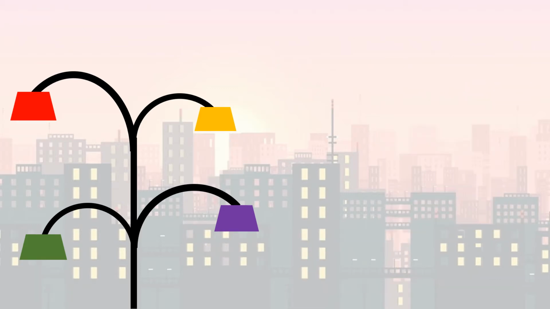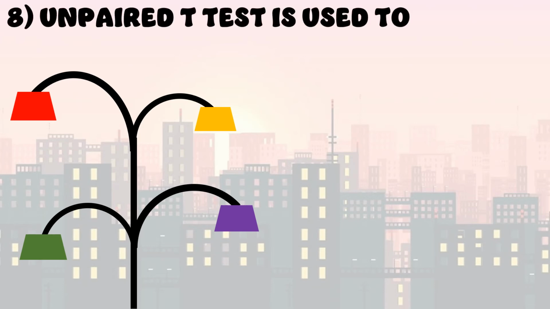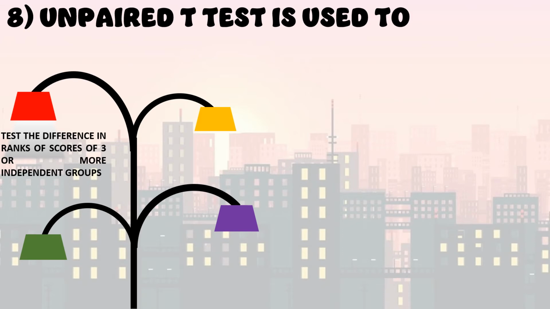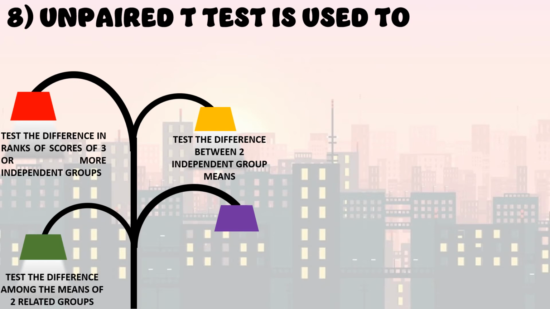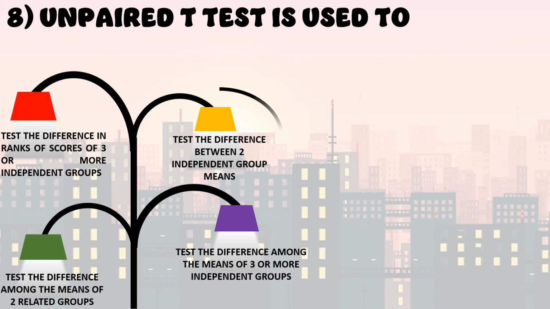Question number 8. Unpaired t-test is used to. Options are: first, test the difference in ranks of score of 3 or more independent groups. Second, test the difference between independent group means. Option 3, test the difference among the means of two related groups. Option 4, test the difference among the means of 3 or more independent groups. And the correct answer is option 2, to test the difference between two independent group means.